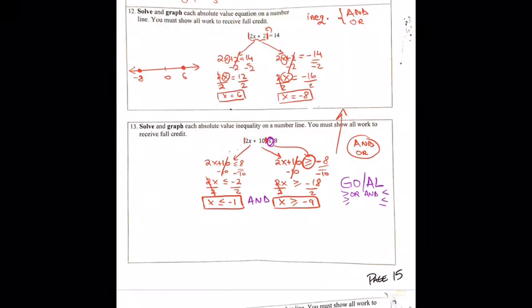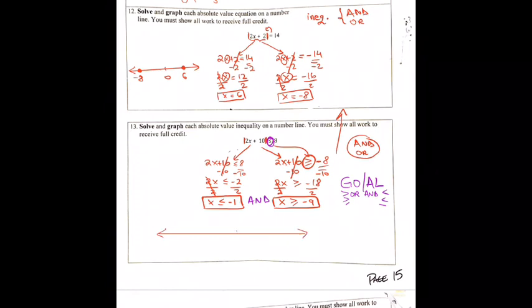Now that I know the word, I can move on to graphing these. So remember, you graph them both on the same number line. So the first one says x is less or equal to -1. So I'll have a closed circle on -1. All the numbers less than -1 are to the left.